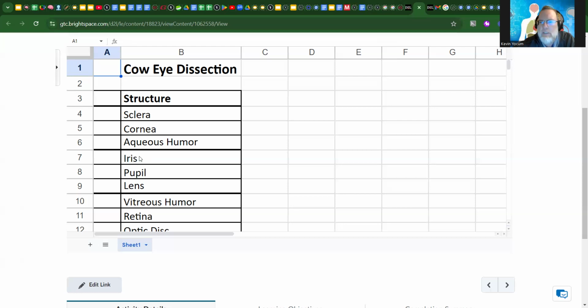The iris is actually the color of the eye. So the cows have kind of brownish, darkish colored eyes, so their irises are going to be a dark color. And then the pupil is actually an empty space. The pupil is a space within the iris. So the hole in the iris is the pupil.